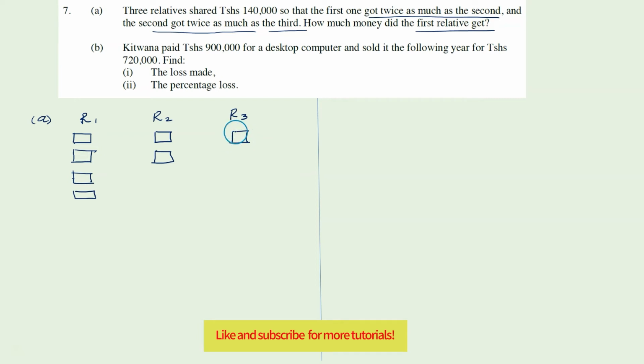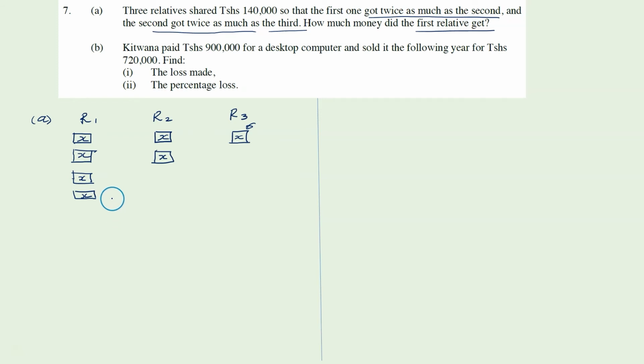There is some money in this box, the first one here. We don't know how much, so I'm just going to say X because I like X. You can say anything you want, A, Y, I'm going to call it X. So relative 2 gets double of relative 3, so an X and another X. And relative 1 gets twice as much as relative 2, so 4 X's, 4 boxes.